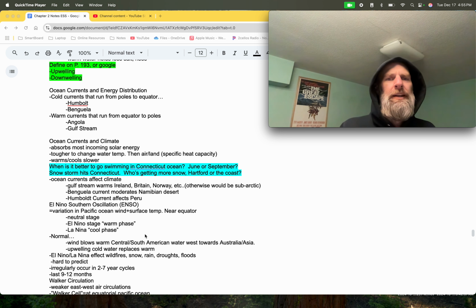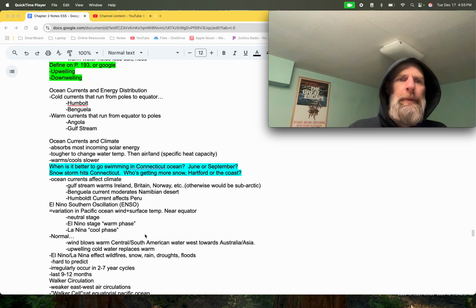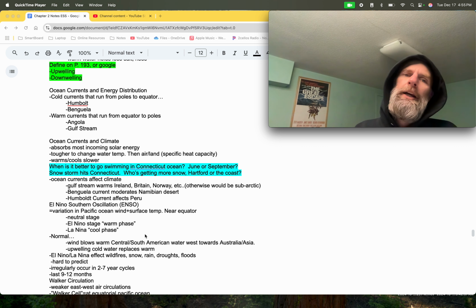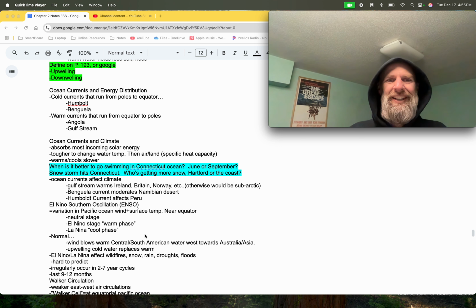Ocean currents and energy distribution. Cold currents that run from the poles to the equator: Humboldt, Benguela. I think I pronounced that correctly. Hopefully I did. So warm currents that run from the equator to the poles: Angola and the Gulf Stream. Yep, the Gulf Stream is one that affects us in the northeast United States.